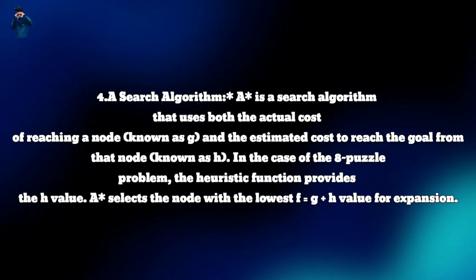4. A* search algorithm. A* is a search algorithm that uses both the actual cost of reaching a node, known as G, and the estimated cost to reach the goal from that node, known as H. In the case of the 8 puzzle problem, the heuristic function provides the H value. A* selects the node with the lowest f equal to G plus H value for expansion.